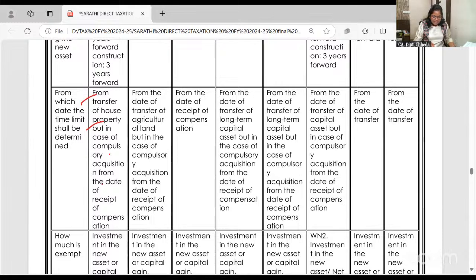But if it is compulsorily acquired, when assets, houses and all are compulsorily acquired, the government pays you the money after two to three years, say. So the year when I receive the money, now I can invest and buy another house, no? So in case of compulsory acquisition, it is from the date of receipt of compensation. I want to repeat: from the date of transfer, one year backward, two years forward, or three years forward, right? And in compulsory acquisition, from the date of receipt of the compensation, right? Okay.